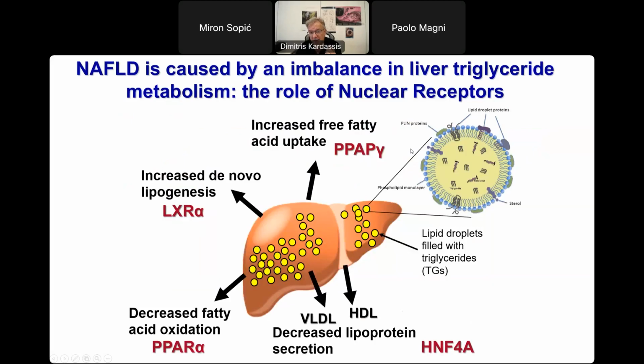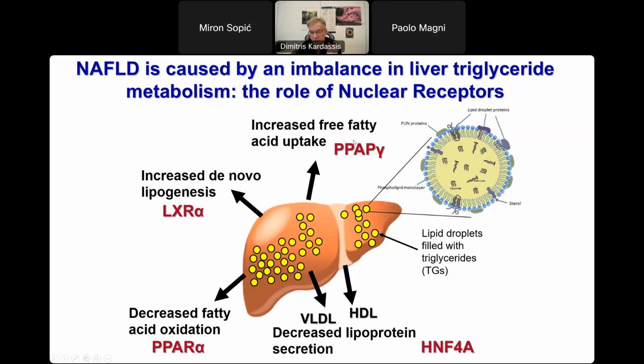And the main characteristic of fatty liver disease is the accumulation of lipids, primarily triglycerides, in the liver. And this accumulation of triglycerides, of course, is not normal. It causes many problems, causes liver dysfunction. The liver does not function very well, and it can be caused by the dysfunction of transcription factors, which are called nuclear receptors.